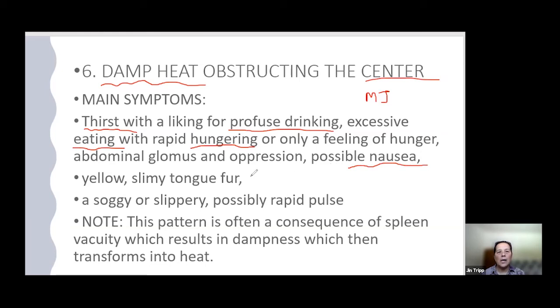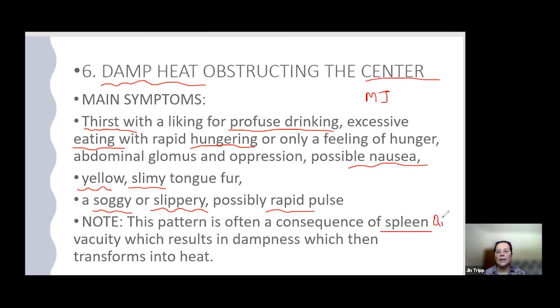Digestion. The tongue has yellow coating, which means some heat inside. And the slimy tongue coating means some dampness. Soggy, semi-soft pulse, or slippery pulse, still comes from dampness. Rapid comes from the heat. So that's the pattern. We say this pattern is quite possibly a follow-on of the spleen qi difference pattern.